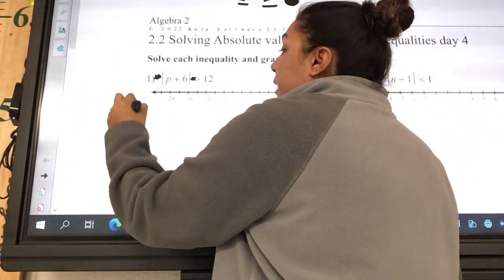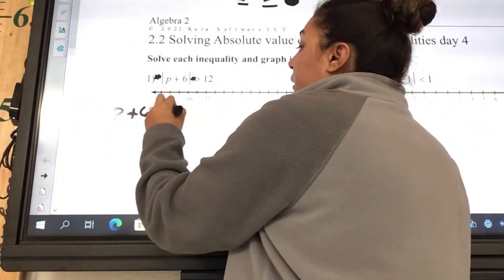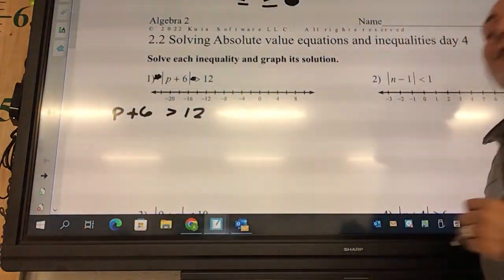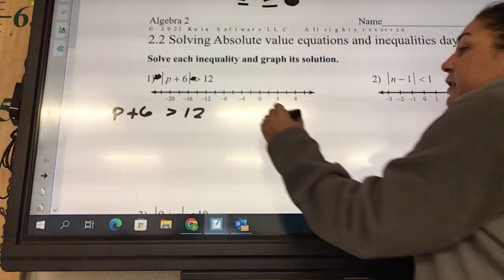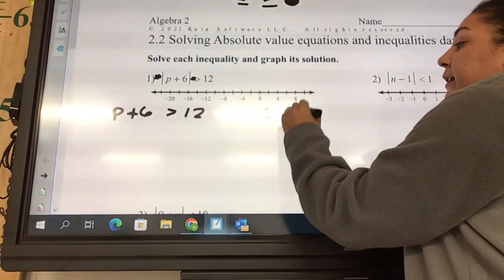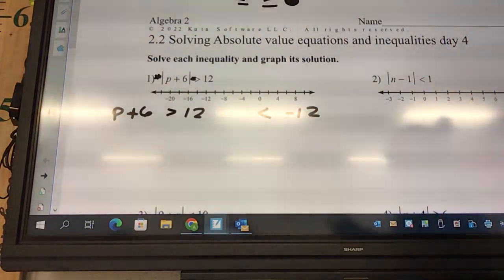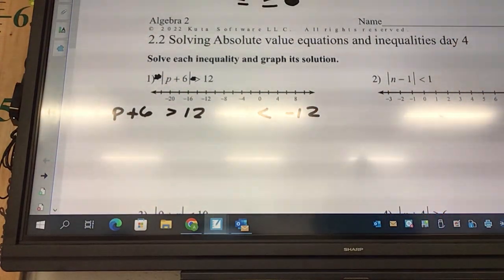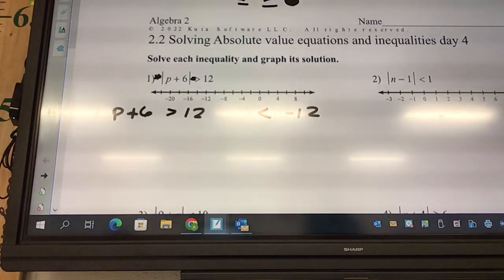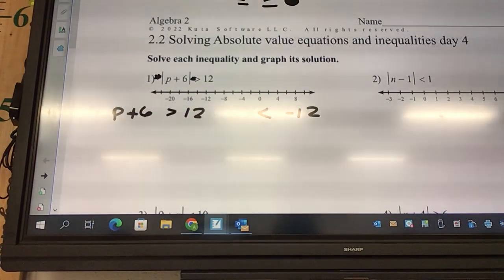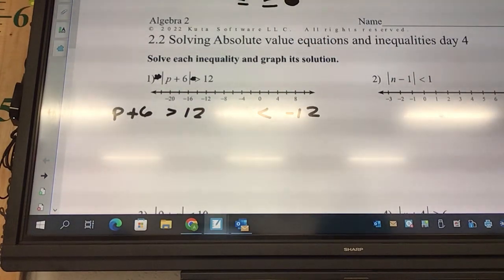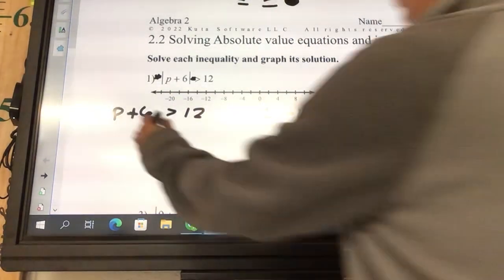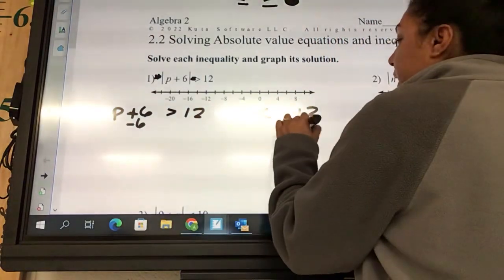Okay, so we got P plus 6. Okay, it's 12. When you do the second one, you need to say flip it and make it a negative. The way before we just made it a negative, now you have to flip that sign and make it a negative. Okay. So what's going to get moved? The 6. We're going to say -6, -6.